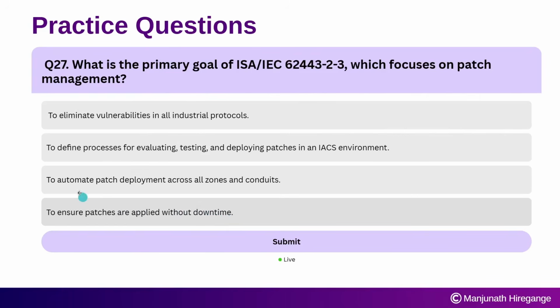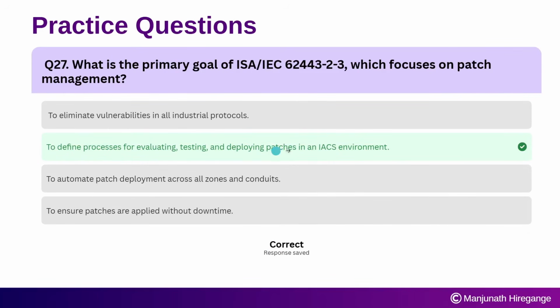Yes. So you can see straight away you can eliminate two answers. One is eliminate vulnerabilities in all industrial protocols, because it's not only limited to industrial protocols, and to automate patch management deployment across all zones and conduits, because usually we don't automate the patch deployment in industrial environment. And to ensure patches are applied without downtime, yes, this is correct, but what is the primary goal? That means it's the entire process, that is evaluating, testing, and deploying patches in an IACS environment. Yes. So this is the right answer.